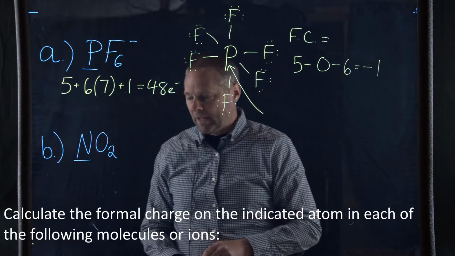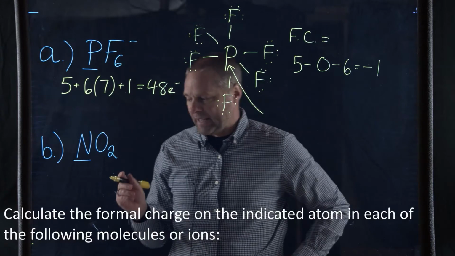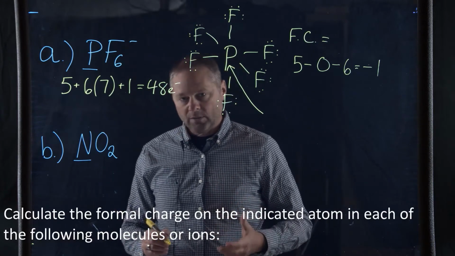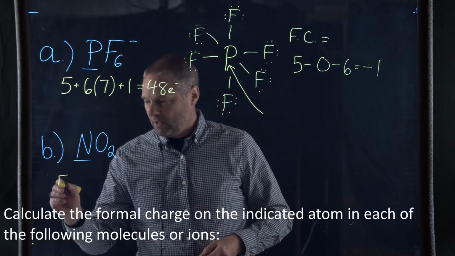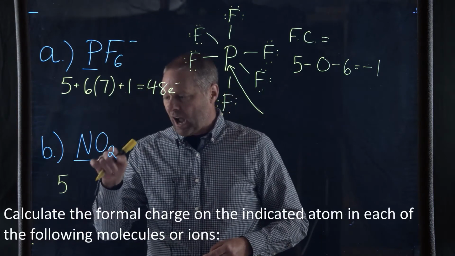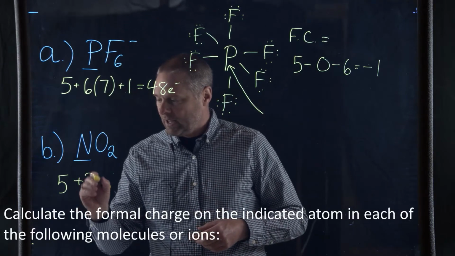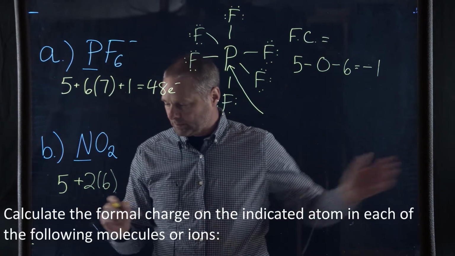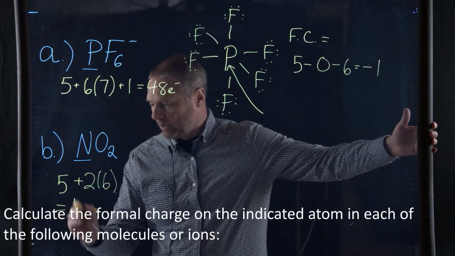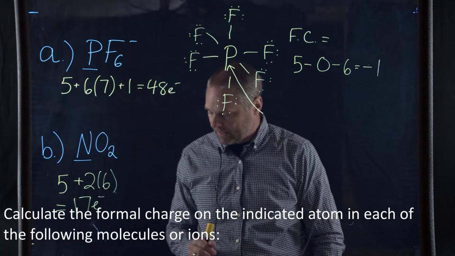Let's now work with nitrogen dioxide. Once again, I'm going to do the exact same thing I've done before, and I'm going to count the number of valence electrons. Nitrogen has 5. Each oxygen is going to have 6. And since I have 2 oxygens, that gives us 12. And so the total number is 17 electrons that we have to take into account.